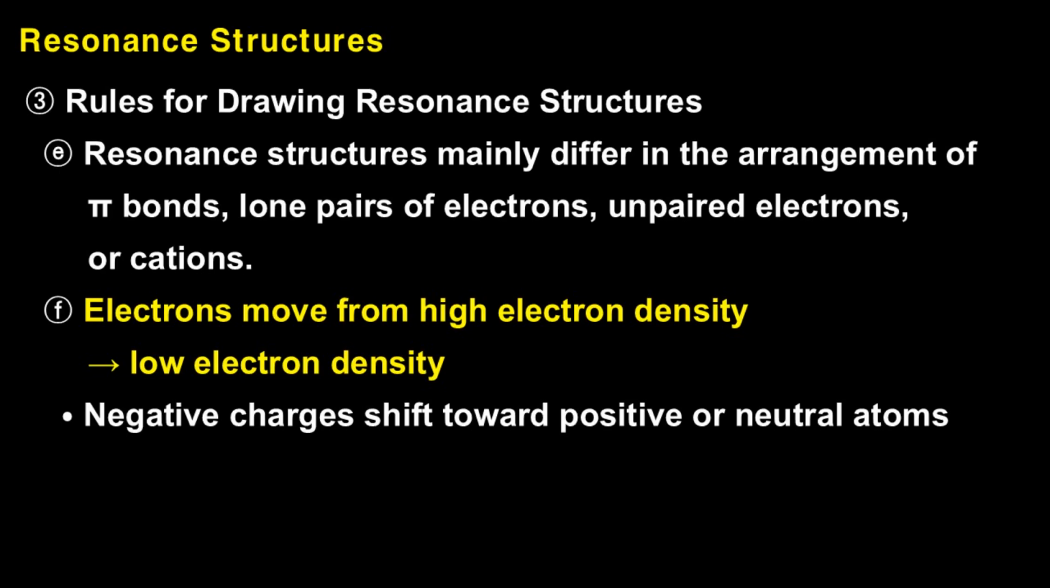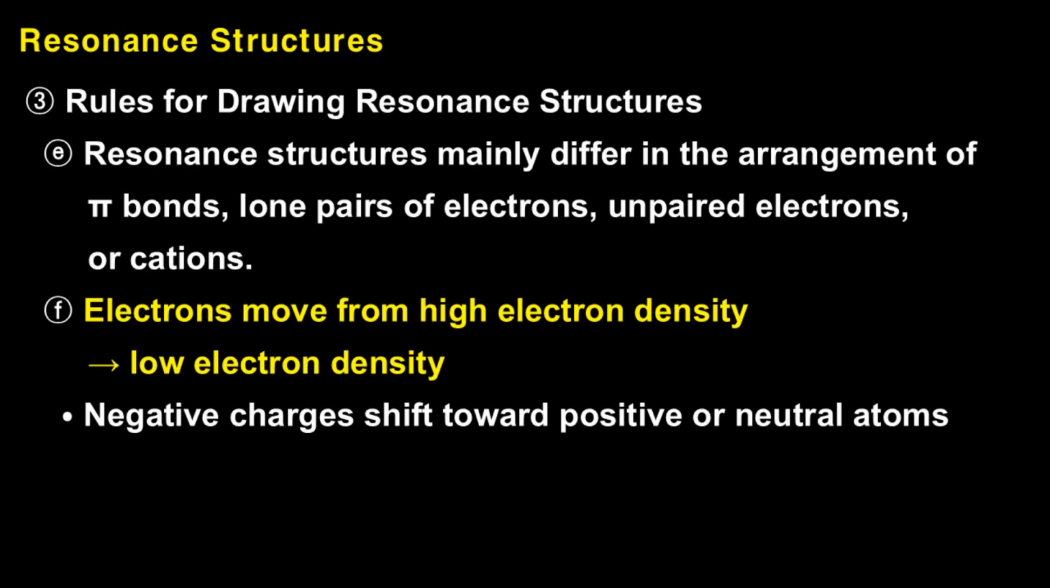What really defines resonance structures is how the pi bonds and lone pairs are arranged. Double bonds, lone pairs, or even unpaired electrons can shift from one position to another, but the actual connectivity between atoms always stays the same. We're not breaking or forming new sigma bonds. We're simply showing different ways the electrons can be rearranged within the same bonding framework.